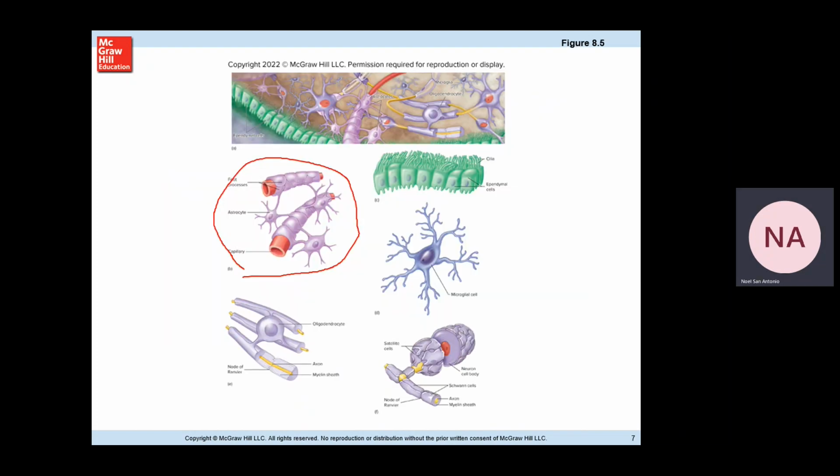Okay, let's go to the next. The next one are your ependymal cells. As you can see, ependymal cells are epithelial-like cells. If you look at it, it looks like a simple cuboidal epithelium. And it has cilia on its surface; it is ciliated. So what is the function of your ependymal cells?